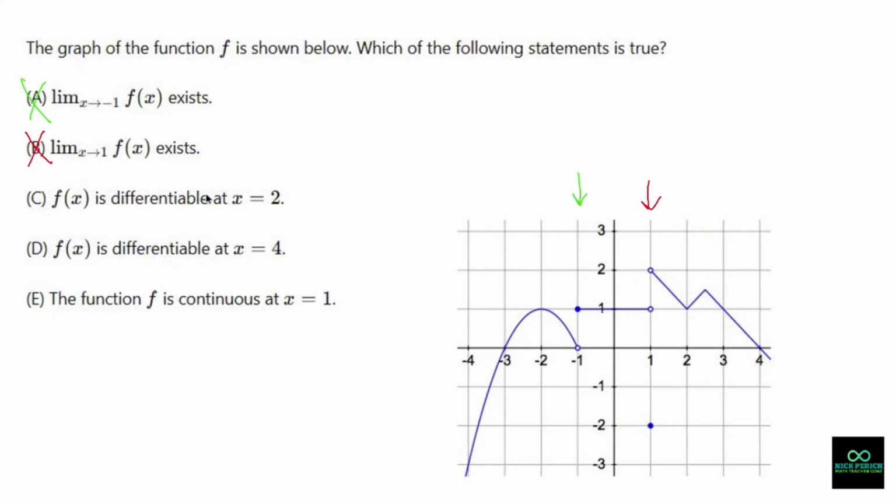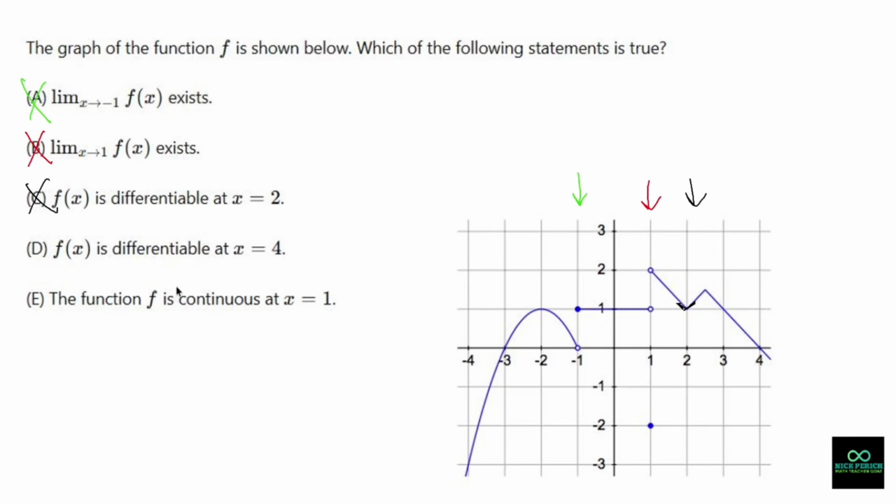f of x is differentiable at x equals 2. Differentiable means you're allowed to take the derivative at that point right there. If you have a sharp corner or a cusp, you cannot take the derivative at that point. So since 2 has this sharp corner going on right here, f of x is not differentiable at 2, so C is not a viable option.